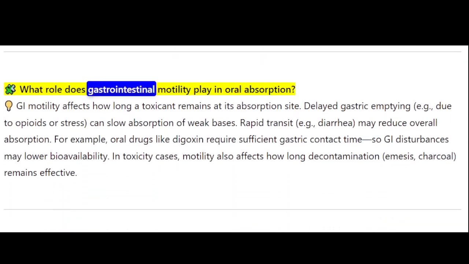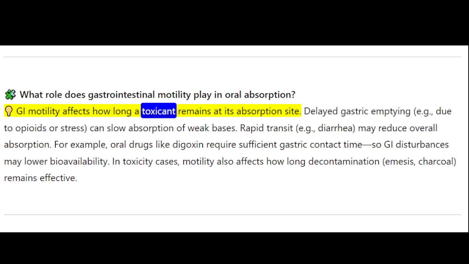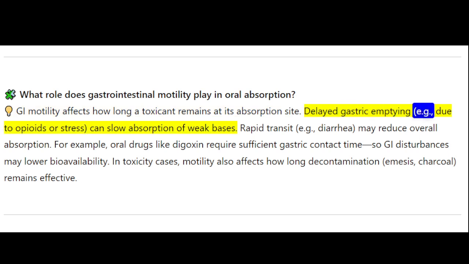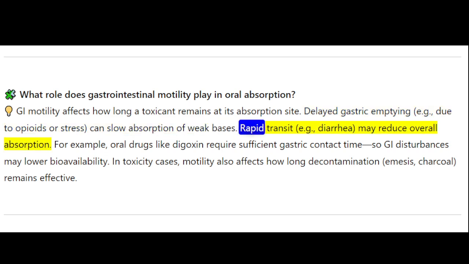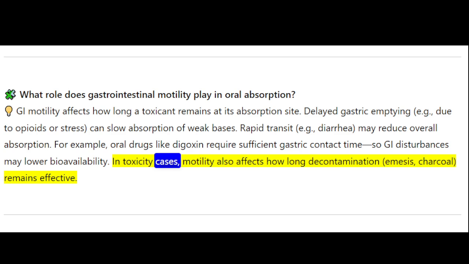What role does gastrointestinal motility play in oral absorption? GI motility affects how long the toxicant remains at its absorption site. Delayed gastric emptying, for example, due to opioids or stress, can slow absorption of weak bases. Rapid transit, for example, diarrhea, may reduce overall absorption. For example, oral drugs like digoxin require sufficient gastric contact time, so GI disturbances may lower bioavailability. In toxicity cases, motility also affects how long decontamination, emesis, charcoal, remains effective.